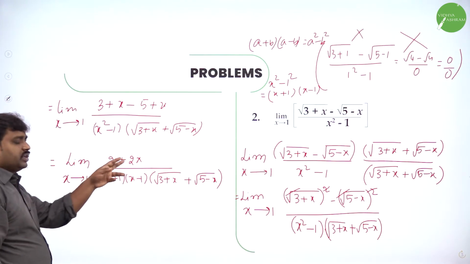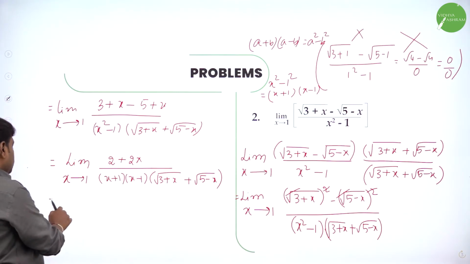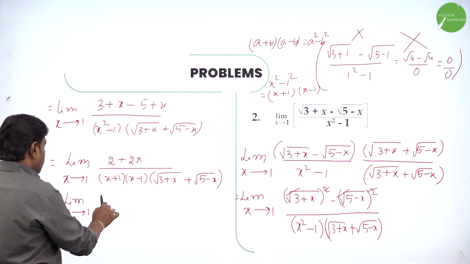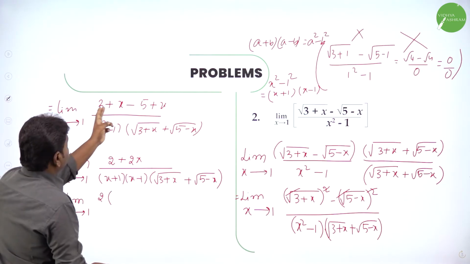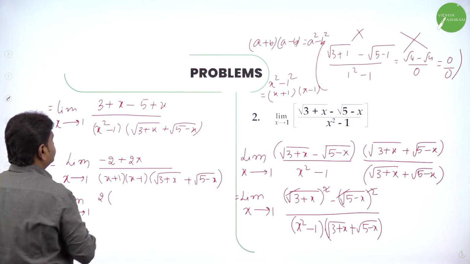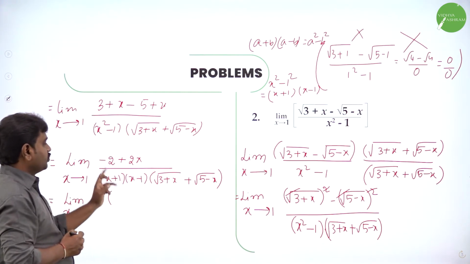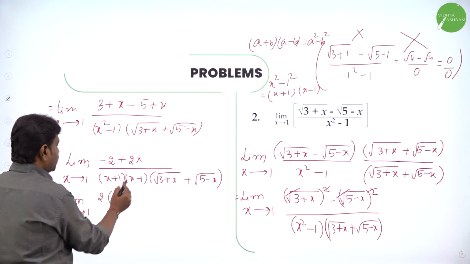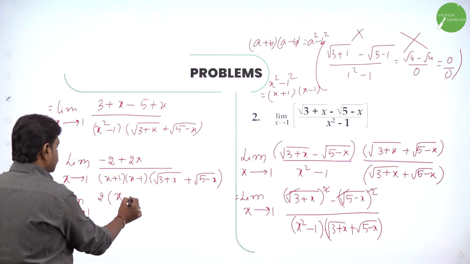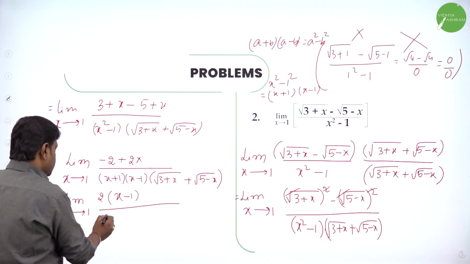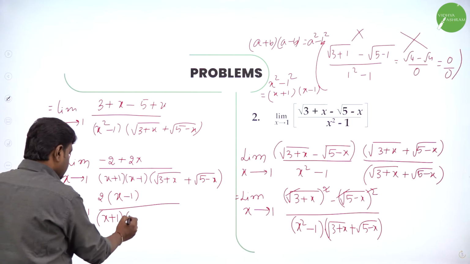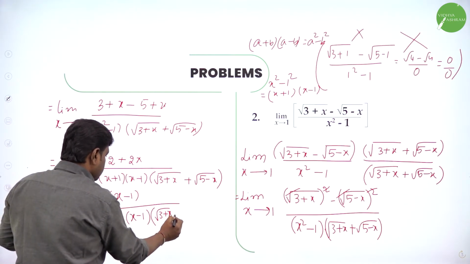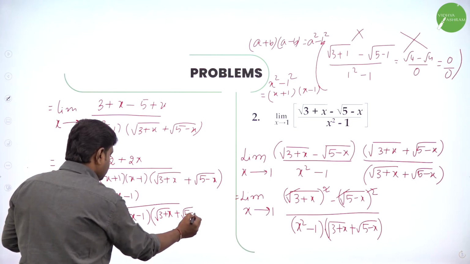Numerator, carefully observe, in these two I can take 2 common. If I take 2 common, the limit extends to 1. 3 minus 5 is minus 2, and minus 2 plus x is 2x. Now take 2 common, it will become positive: x minus 1 divided by x plus 1 into x minus 1 into root of 3 plus x plus root of 5 minus x.